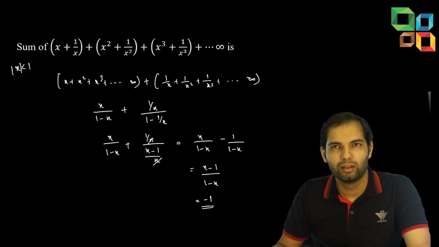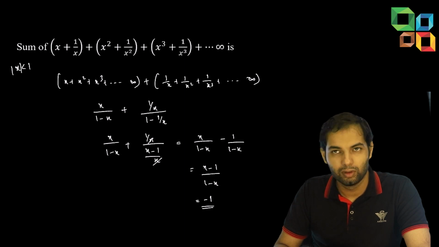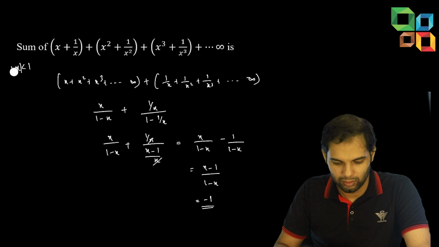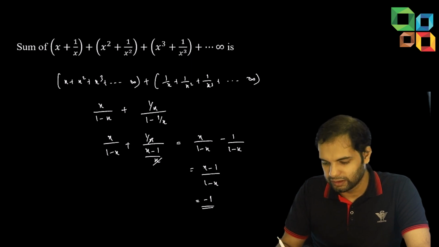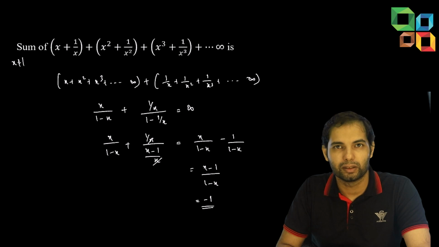If mod x is less than 1, then we cannot use 1 by x divided by 1 minus 1 by x, because that will be more than 1. So I think that will reach infinity, and the whole sum will be infinity. It doesn't matter what x is. One thing we just have to mention: x cannot be equal to 1. That's the only condition we should have. If x is 1, it wouldn't make sense.